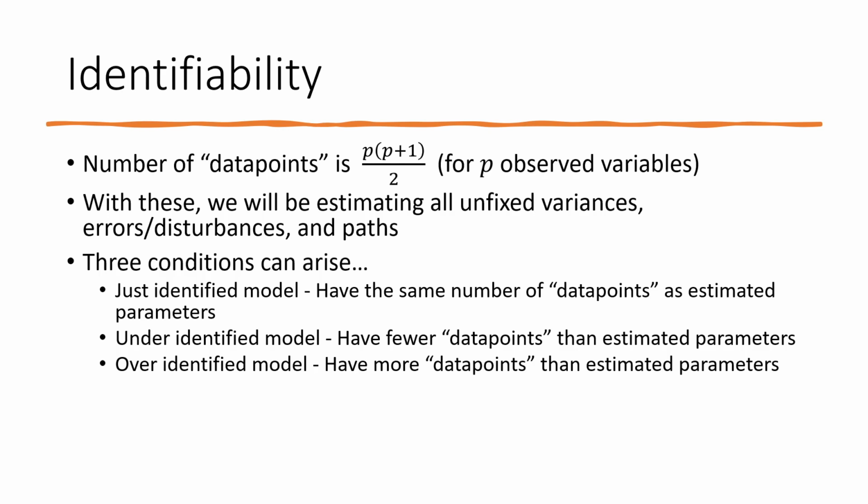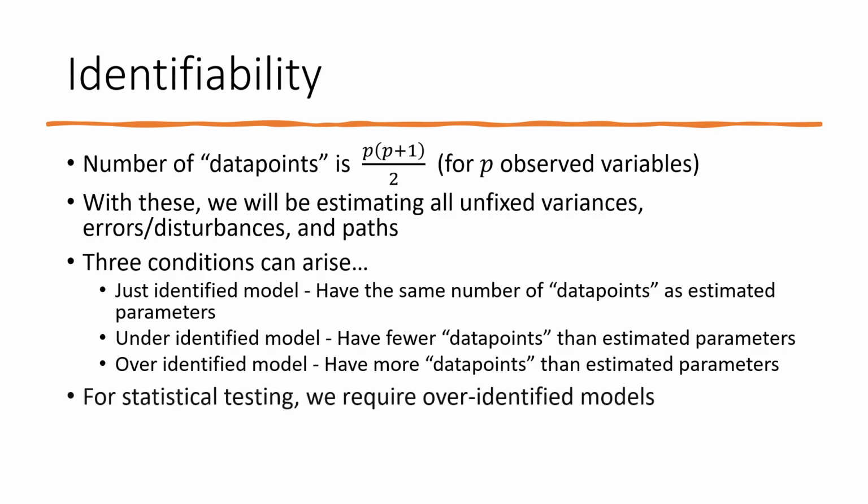The third situation, and this is the best one, is that I have an over-identified model. That is, I have more data points than estimated parameters. And for statistical testing, this is what I require. I require an over-identified model, that is, having more data than my estimated parameters, so that I can run my tests.